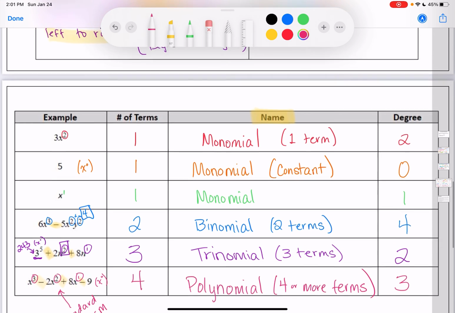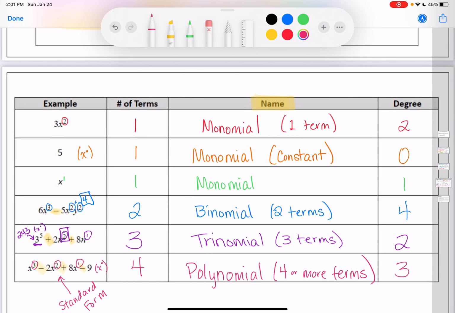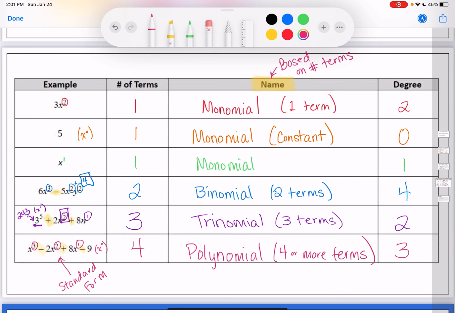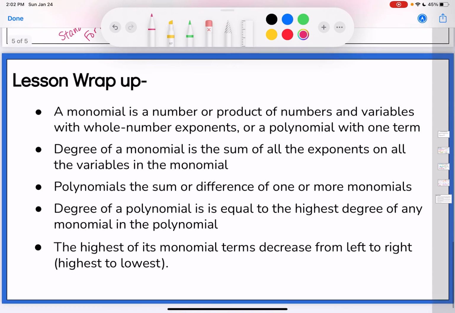Okay, so that table was some good practice, but it also helped us recognize these different names. So these names are all based on the number of terms. So 1 term is a monomial, 2 terms is a binomial, 3 terms is a trinomial. After that, we call all the other ones polynomials. So you can kind of think of the word polynomial as like a big umbrella. And under the umbrella of polynomial, we have monomials, binomials, trinomials, and polynomials. And all the others, right?